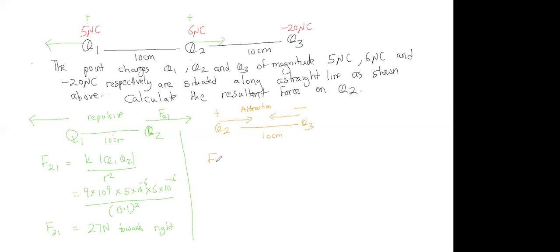So I expect our force on Q2, F21 due to Q3, is going to be 9 exponent 9 times 6 exponent negative 6 times 20 exponent negative 6. I'm ignoring the negative because of the magnitude. So that's why you bring in 20. So make your calculations and you tell us what you have.